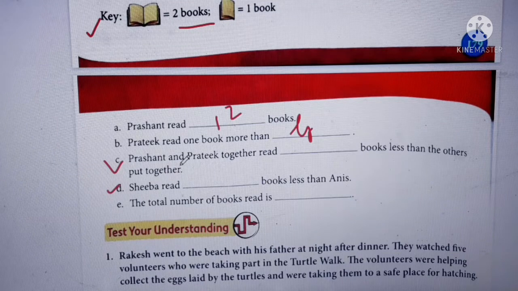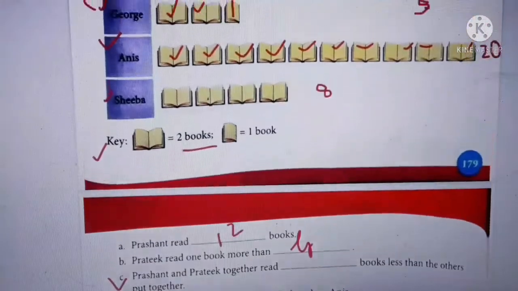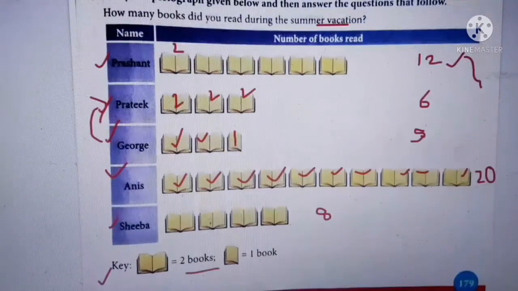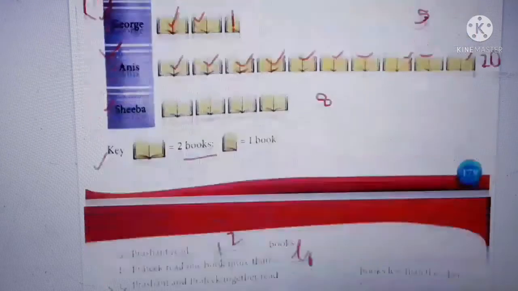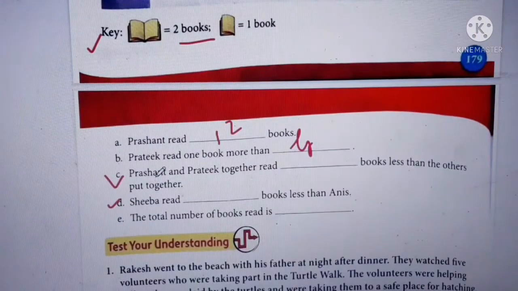Then the third one, Prashant and Pratik together read dash books less than the others put together. That means how many books less than the others' books. So if you see Prashant and Pratik's books together, how many books did they read together? Prashant and Pratik, 12 plus 6 is 18. They together read 18 books. Okay?